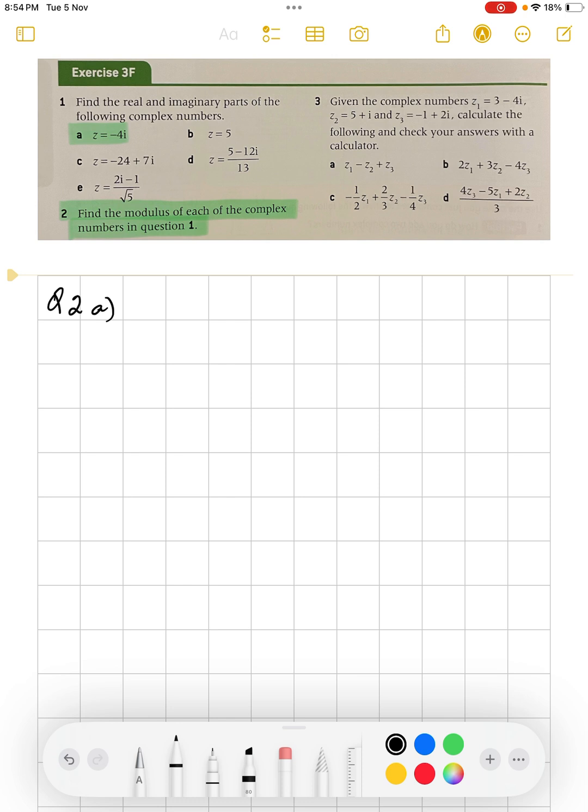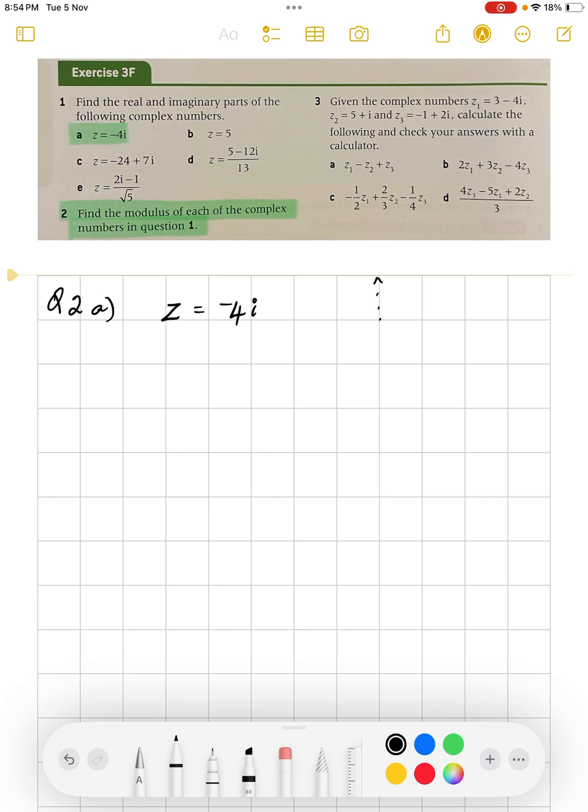So let's go up to 1a and look at the complex number, and it's z equals negative 4i. Well, the modulus of a complex number is the distance that complex number is away from the origin if you have it in a two-dimensional plane.